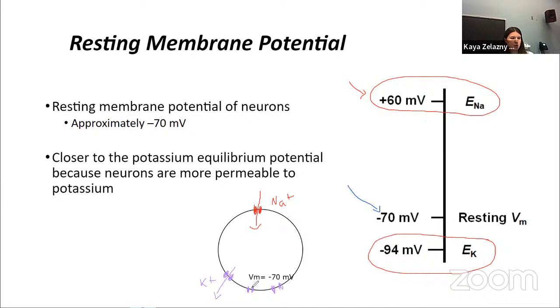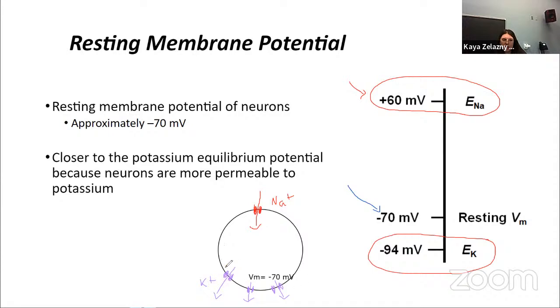Our membrane is much more permeable to potassium because we have more potassium channels. And potassium is trying to get us to negative 94. So it's pulling the opposite way. It's still a positive ion, but we can make this cell more negative by removing positive ions. So you remove a positive charge, get down to negative 71, remove another positive charge, negative 72, and so on.